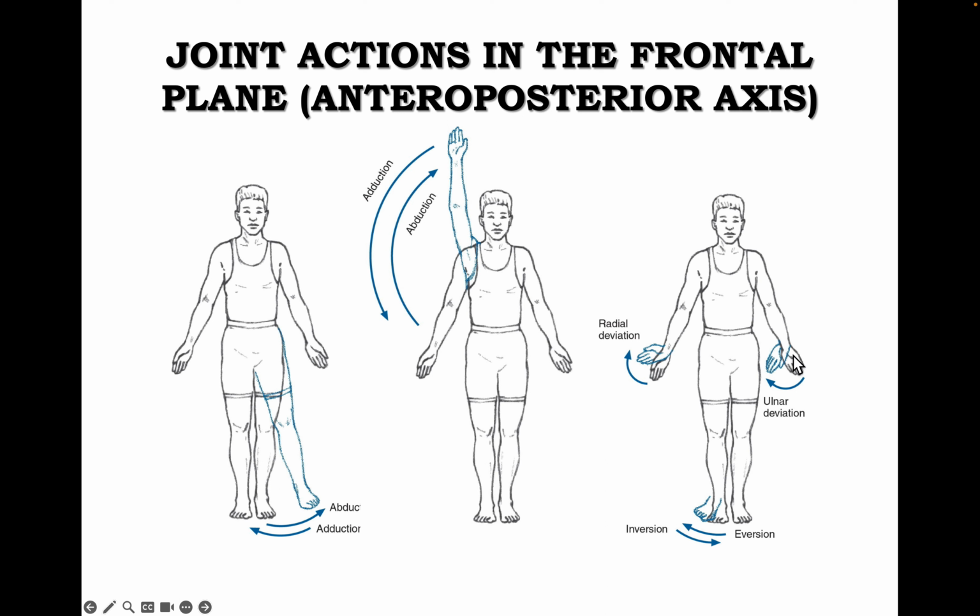Ulnar deviation means wrist comes in. It's kind of like wrist adduction. And just like the radius is on the outside part of the forearm in this position, your ulna bone is on the inside of your wrist in this position.